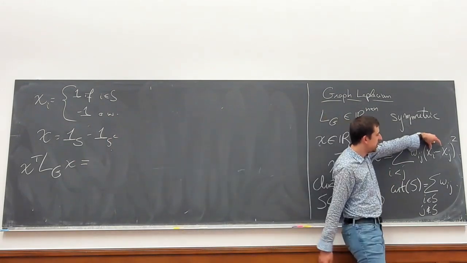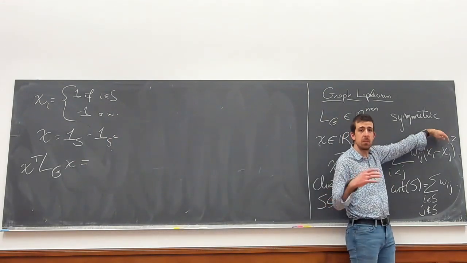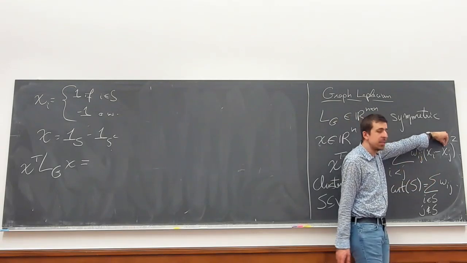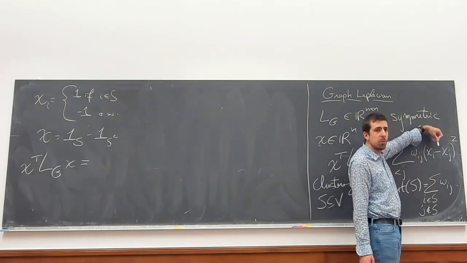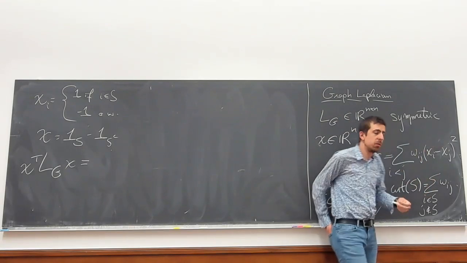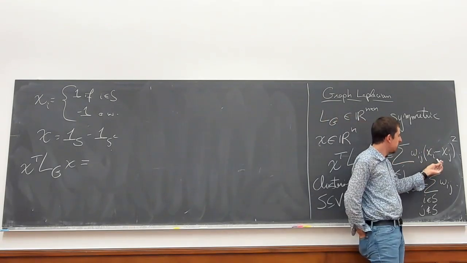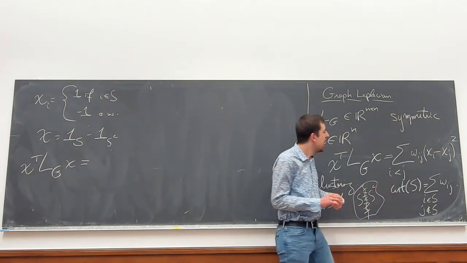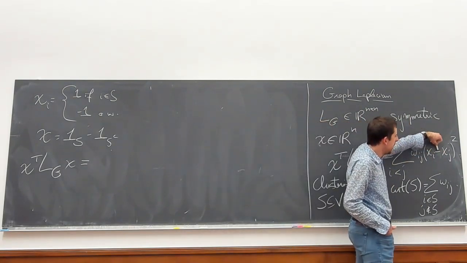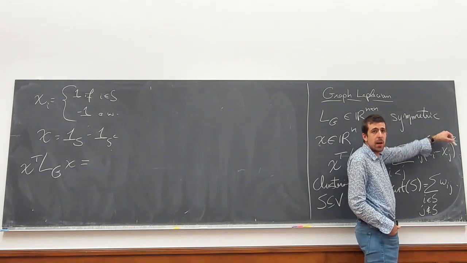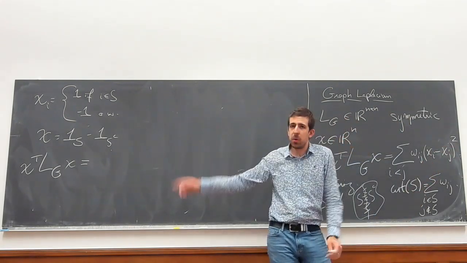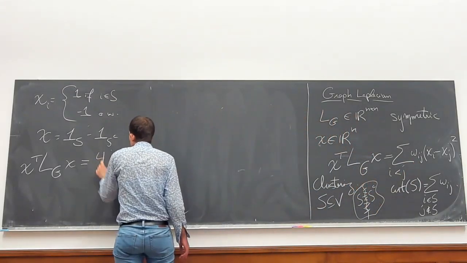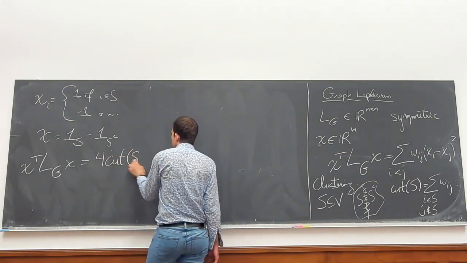So for the pairs where both i and j are on the same side of the clustering, so they're either both in S or both in S complement, I get 0, because I get 1 minus 1 or minus 1 minus minus 1. It's just 0. What I will pick up, though, is the places where i and j are on different sides of this cut. One is in S, the other is in S complement, or vice versa. And so what I will get is something like 1 minus minus 1, so I get a 2, or a minus 2, squared, so I'll pick up 4. So basically, what I pick up here is 4 times the sum of the weights of the edges that get crossed. So actually, it's not hard to see that this is just 4 times the cut of S.